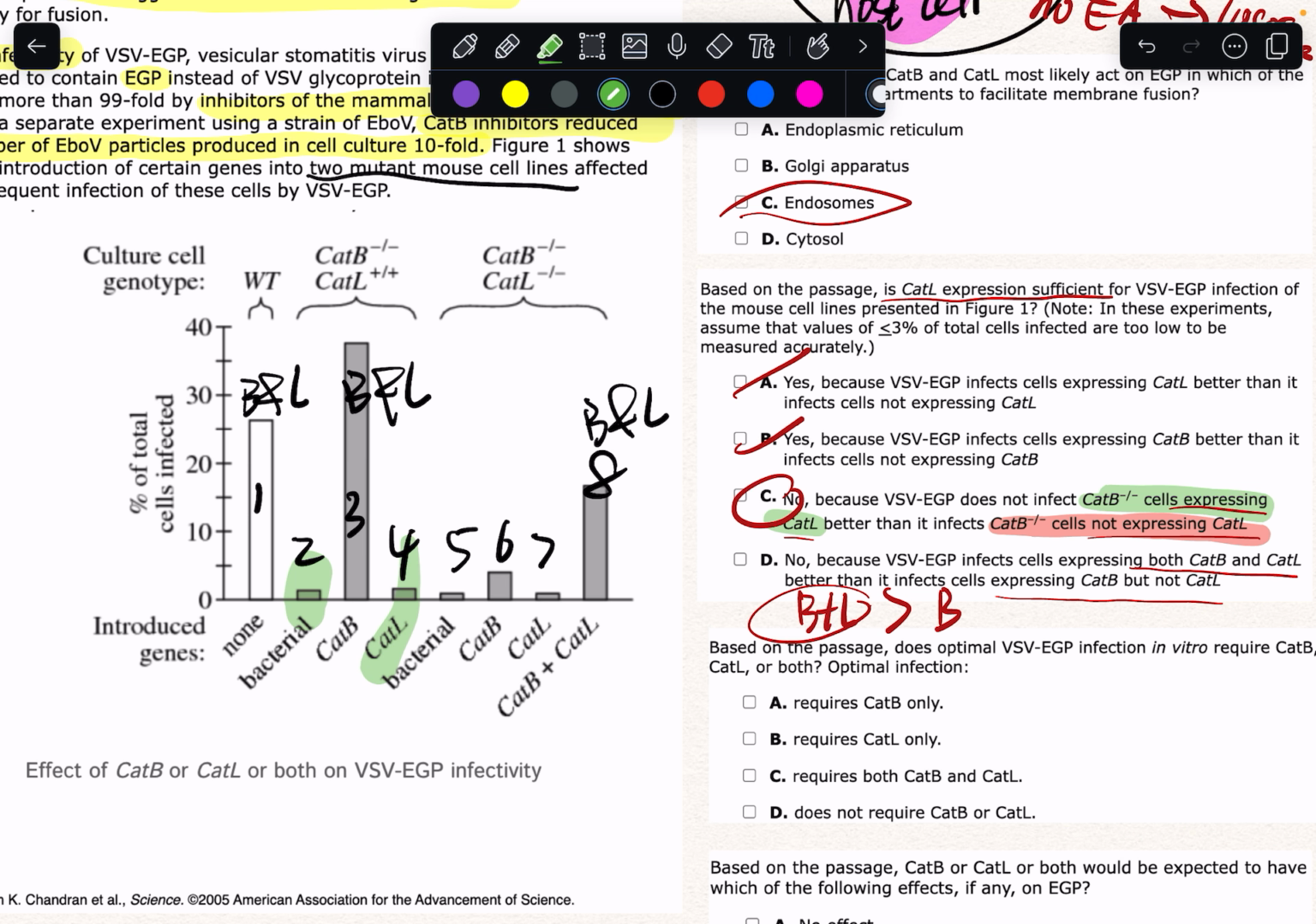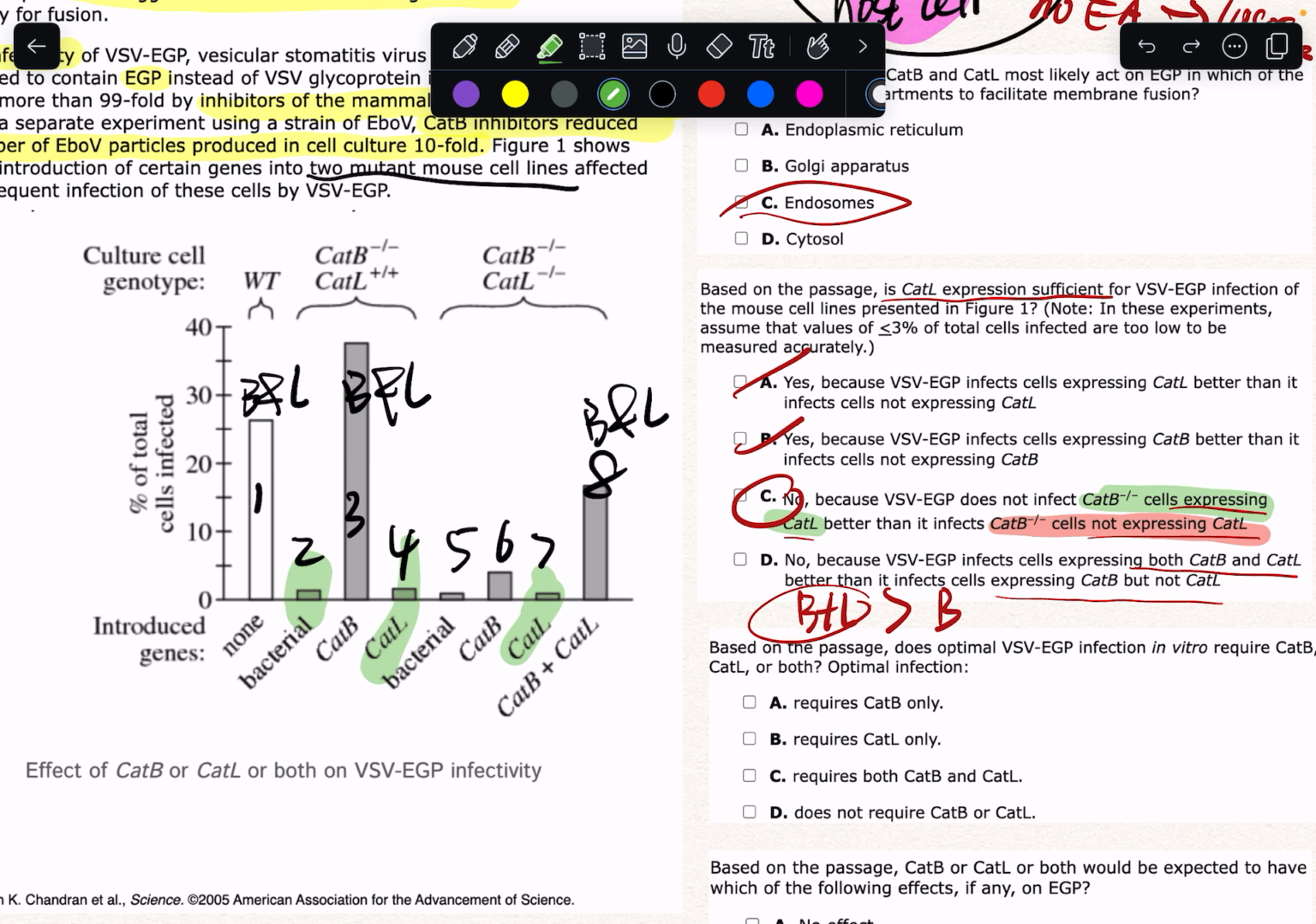Okay, let's see if I have another one that fits the category of cat B minus minus expressing cat L. I think this one, right? I knocked out both, but then later I introduced cat L. So I do have cat L, but I don't have cat B.